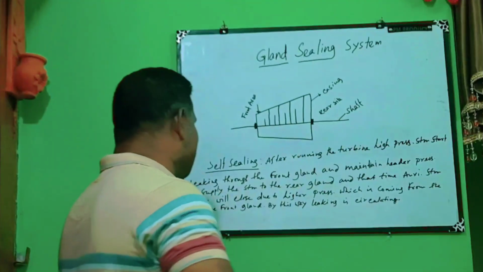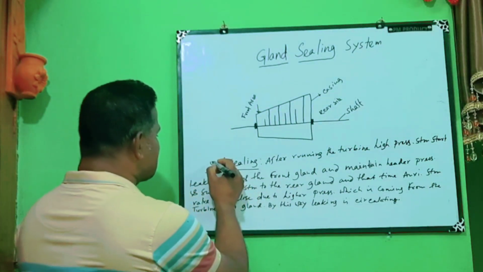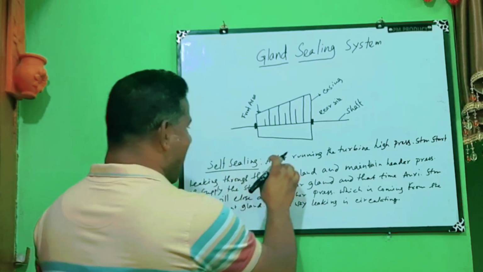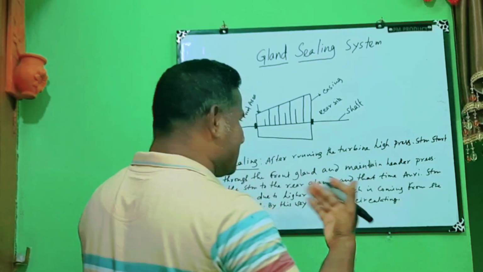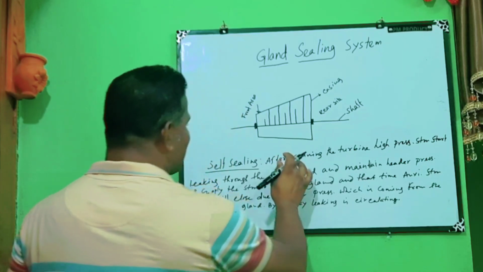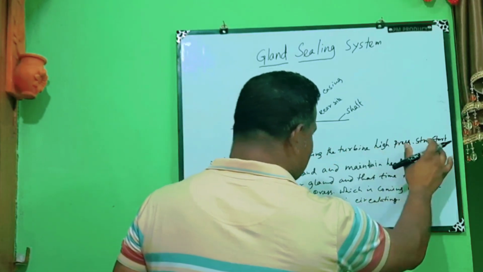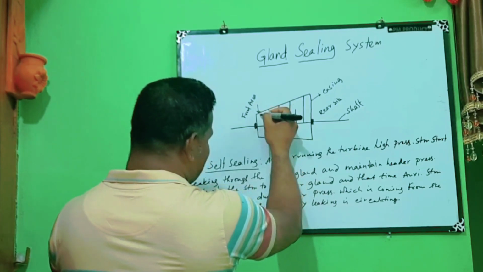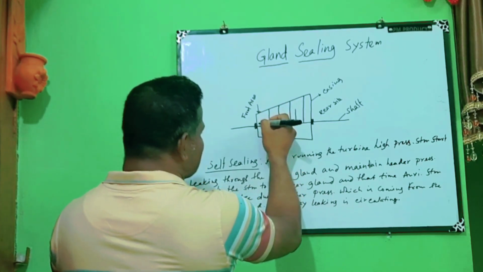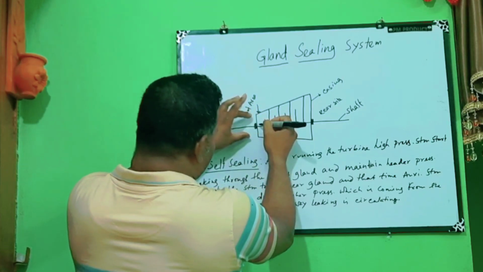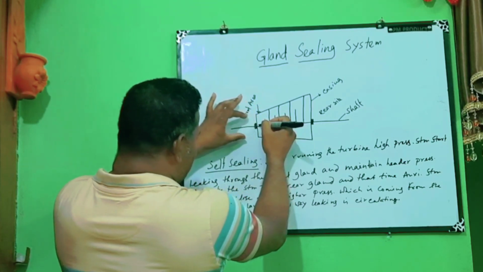Now I will explain another sealing. It is called self sealing. So what is called self sealing? After running the turbine, this sealing will work by itself. After running the turbine, high pressure steam starts leaking through the front gland. This high pressure steam will come to the low pressure area. On this side only atmospheric pressure is provided. It will come to the low pressure area.